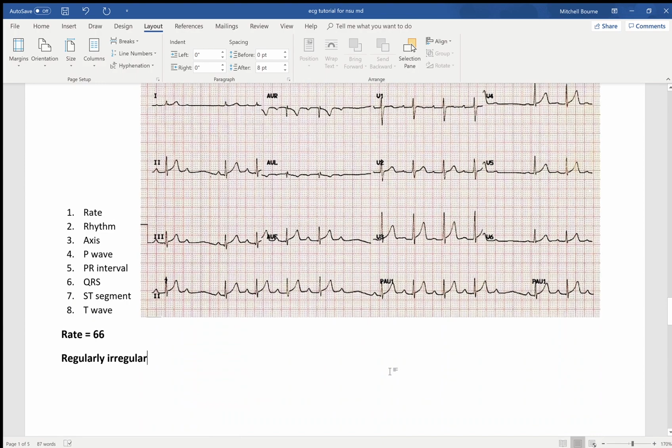So normal axis, P waves. This is where it gets important. So let's look at the P waves. Let's look at 2 as our rhythm strip down here.